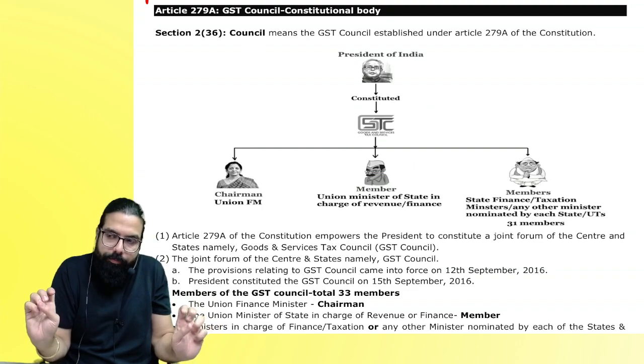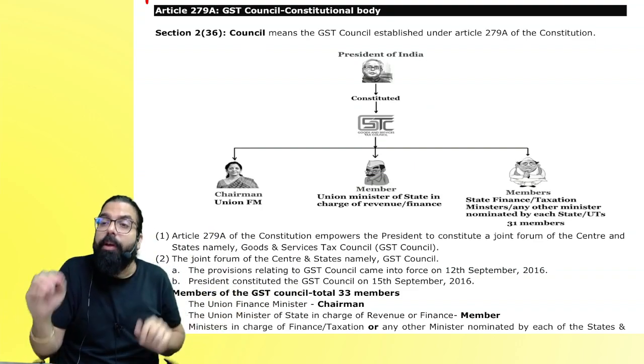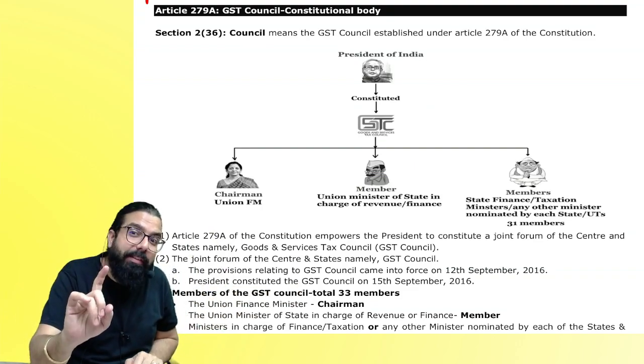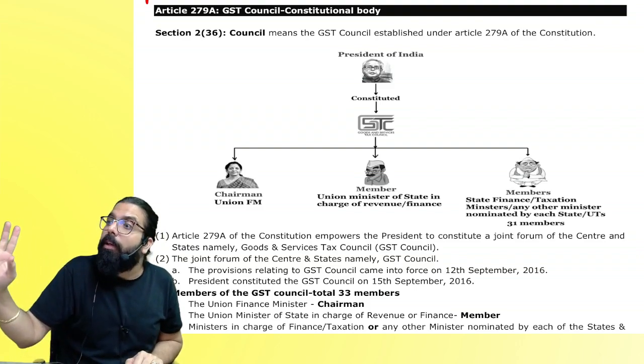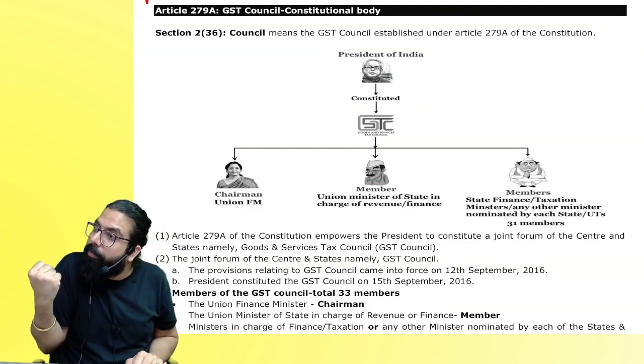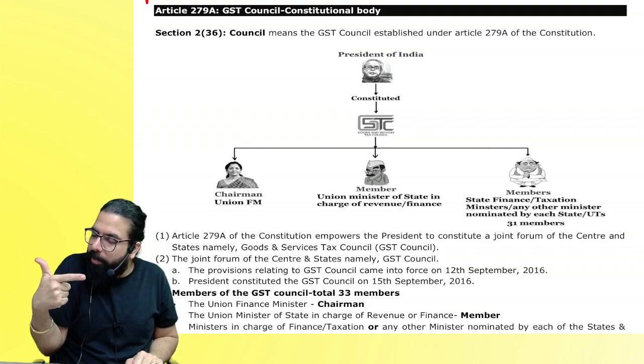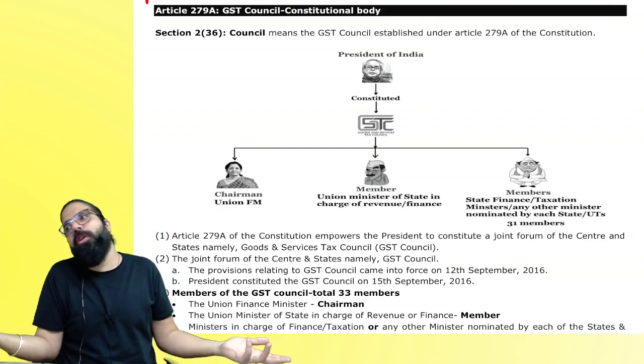Parliament did Article 246. Now, Parliament made the law for IGST. IGST will be collected by whom? Central government. It will be divided between the center and the state. That's all we have learned till now.